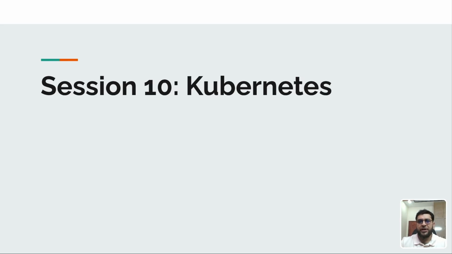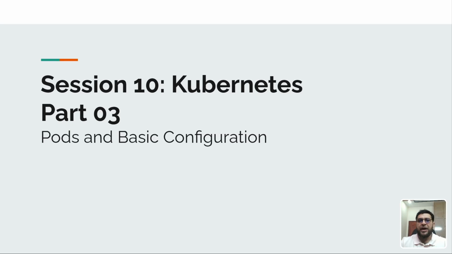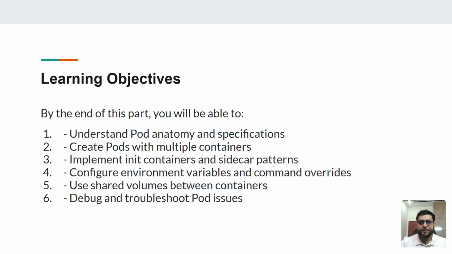This is session number 10 about Kubernetes, and this is part number 3. In part number 3, we will see the pod and basic configuration. If you missed part number 1 and 2 of session 10 on Kubernetes, please check out the first and second part. For this, we will understand pod anatomy and its specification.